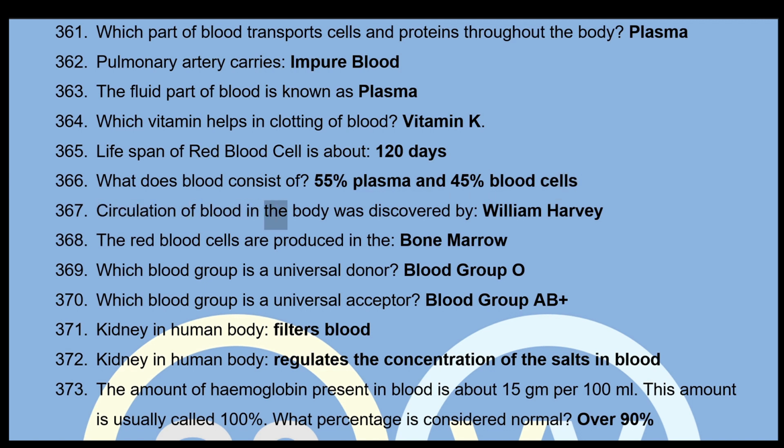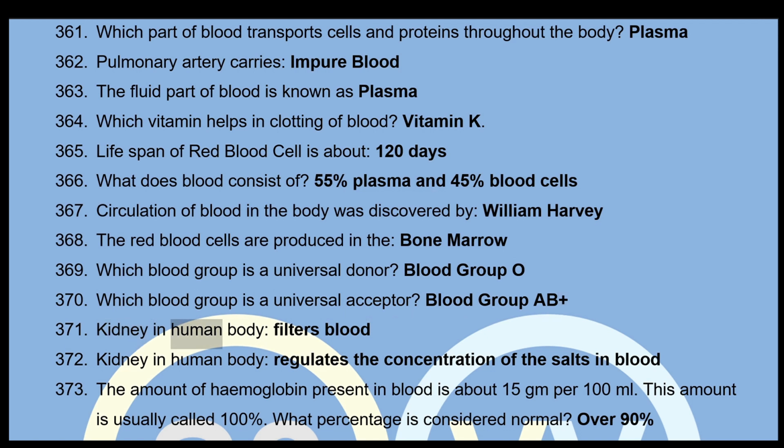Circulation of blood in the body was discovered by William Harvey. The red blood cells are produced in the bone marrow. Which blood group is a universal donor? Blood group O. Which blood group is a universal acceptor? Blood group AB+.